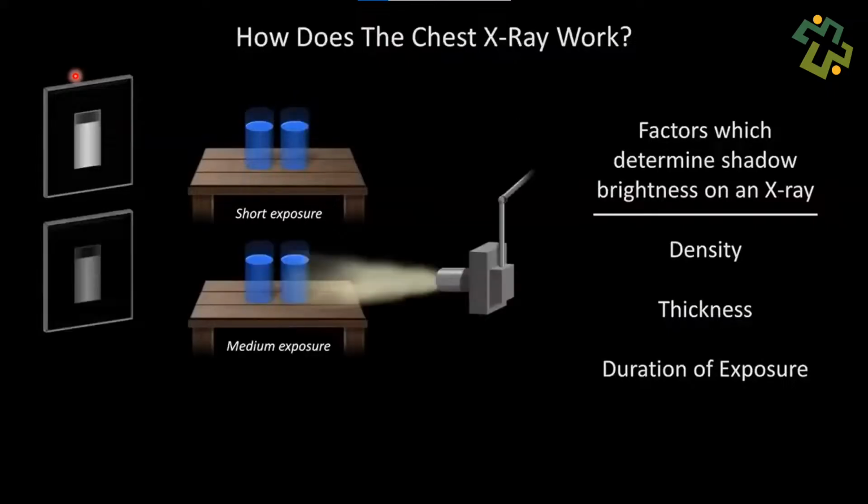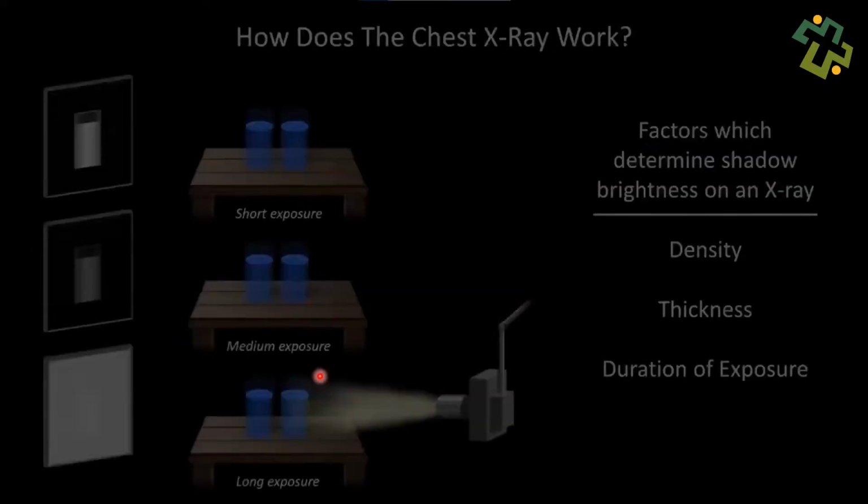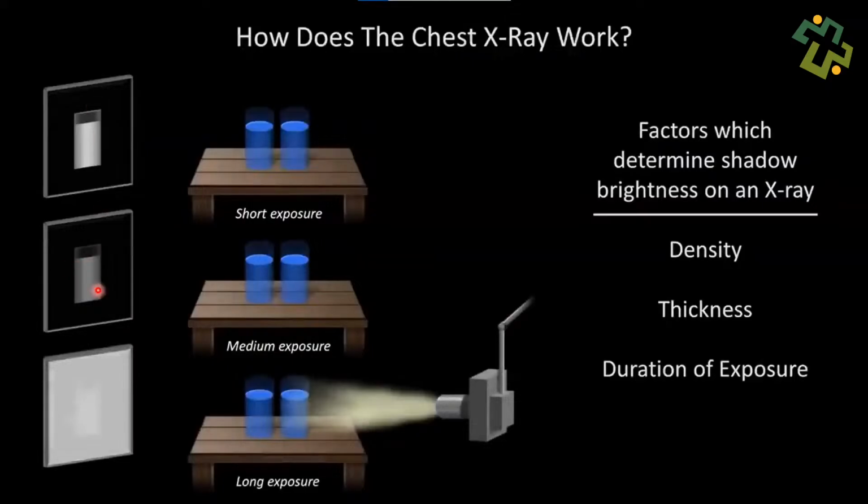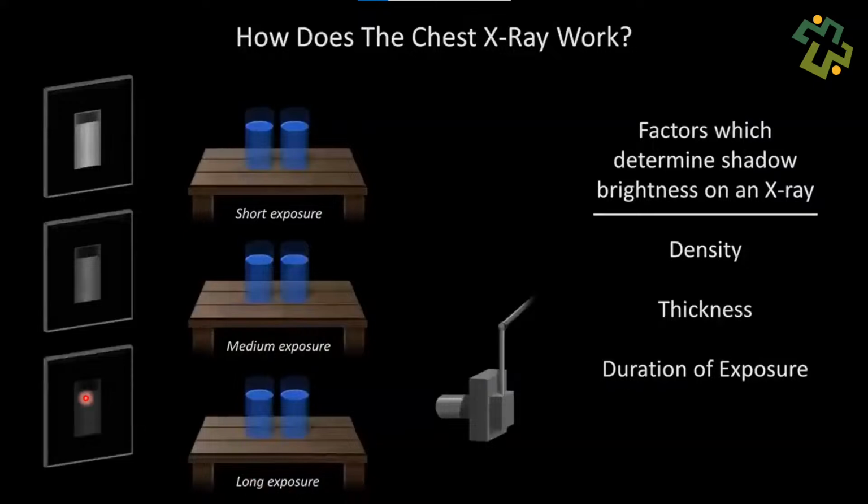Now, if I used the same two glasses of water, but this time there's medium exposure, then the film behind the glass will receive more X-rays and the glass will therefore appear a little bit darker. I'm sure you guys can appreciate that. I hope it projects appropriately. Finally, if I use long exposure, even though the glasses of water are in the way, there is enough time for many X-rays to pass through the glasses so that it appears fairly dark on film.